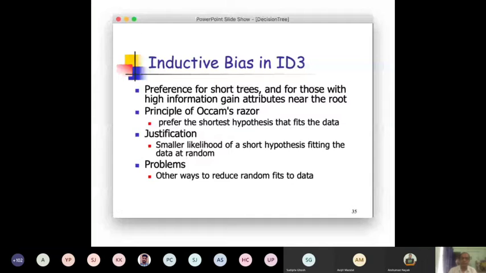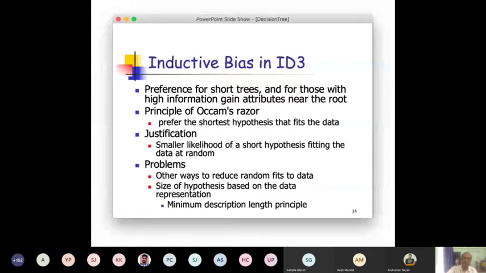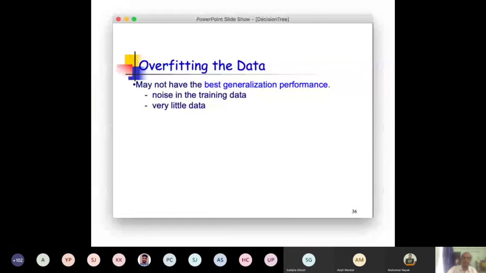Of course, there are other ways to reduce random fits to data, and the size of the hypothesis based on the data representation. For example, we can consider the minimum description length principle. We will discuss these things again in a much fuller context. Now we should also look at the overfitting of this data.